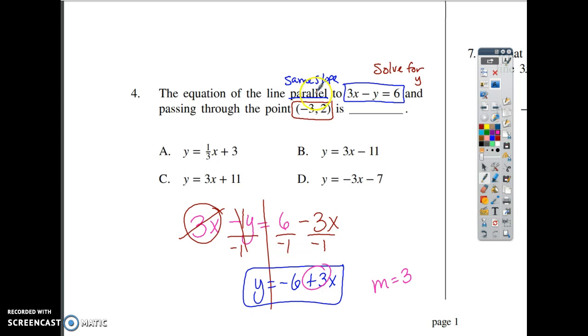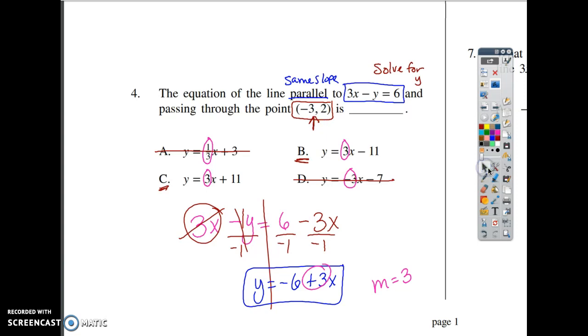And I need parallel, so that means the same slope. So look at my answer choices. Look at the slopes on these answers. I can eliminate 2 of them, right? So I can eliminate this one, and I can eliminate this one. So what do you think you're going to do with these 2? You put them in the calculator, and you go see which one goes through this point. If it doesn't go through that point, that's not the answer. So it's easier than using point slope form.